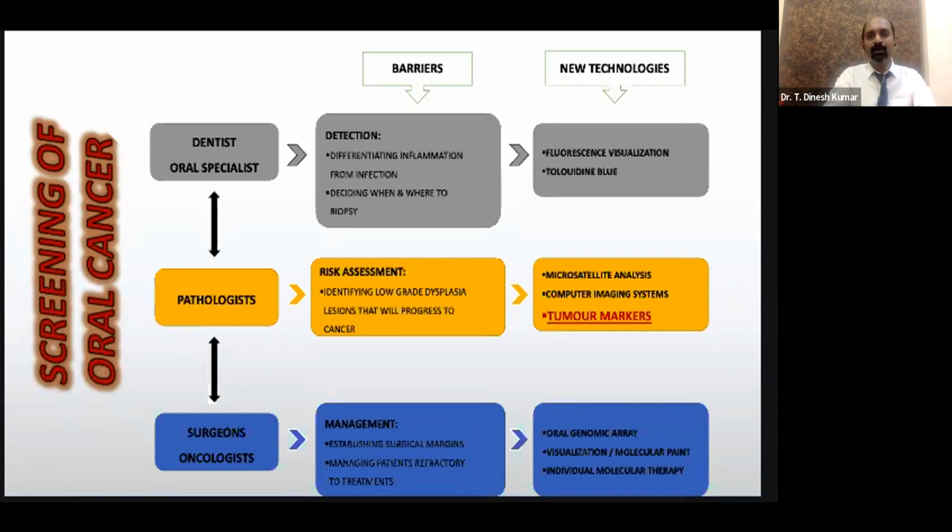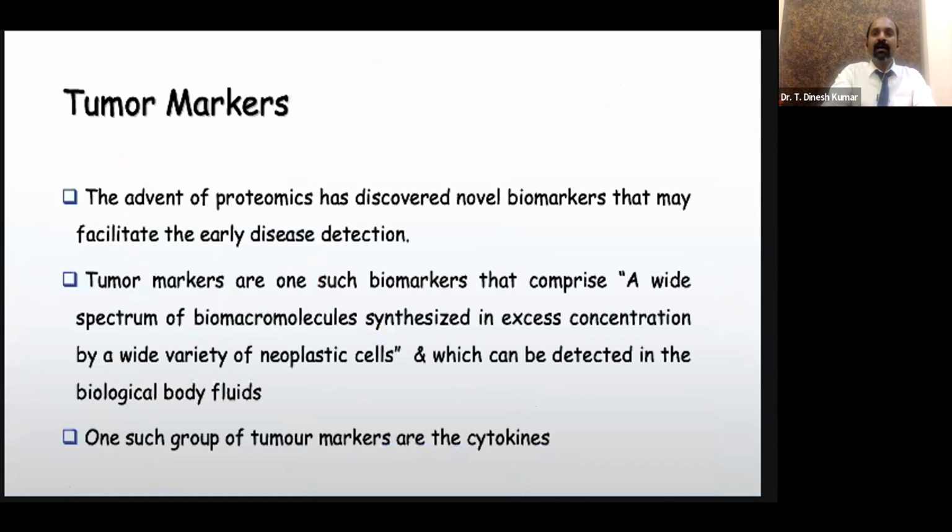It is very, very difficult to do a biopsy, and screening for oral cancers is very difficult. So here comes the role of something called tumor markers. This is what we have been doing for the past decade with our group in our department. We've done a lot of study on tumor markers for early detection of oral squamous cell carcinoma. I will be touching upon that a little bit later.